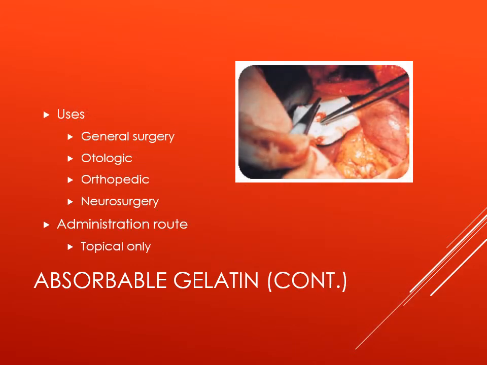Absorbable gelatin is going to, like I said, be applied topically with pressure to bleeding sites. This picture here, you can see where they've used forceps to press it on an area that's bleeding. It's used a lot in general surgery, otologic, orthopedic, neurosurgery, and like I mentioned, topical only.